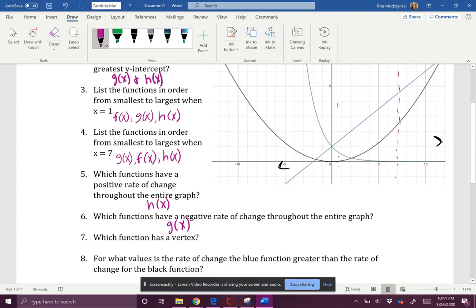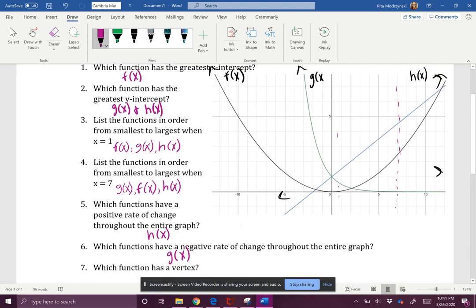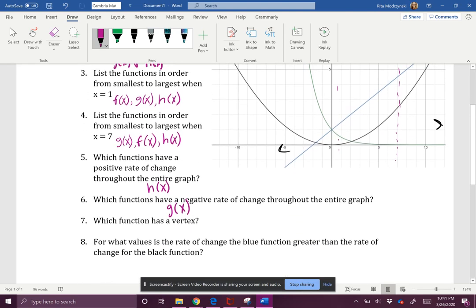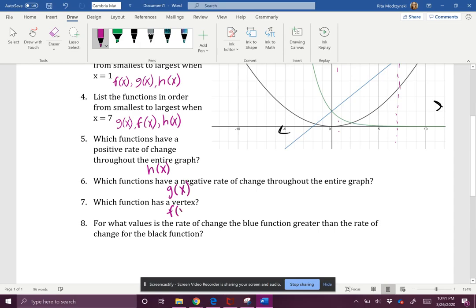Our next question, which function has a vertex? We know that the vertex is always with the quadratic function, and in this case, f of x is the one with the quadratic function, so that one has a vertex.